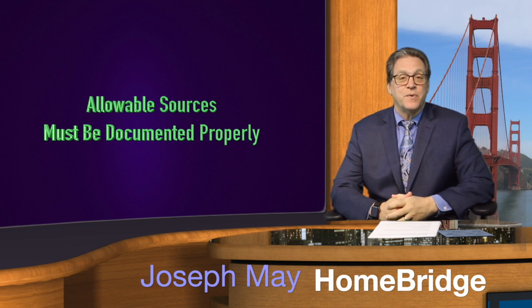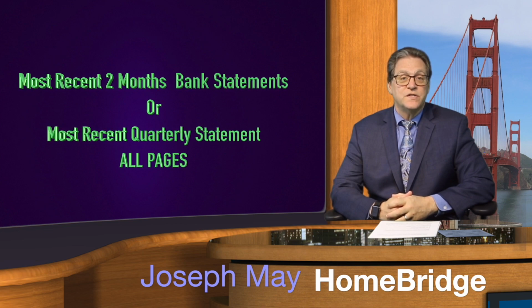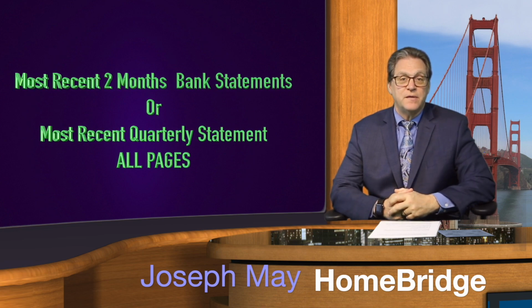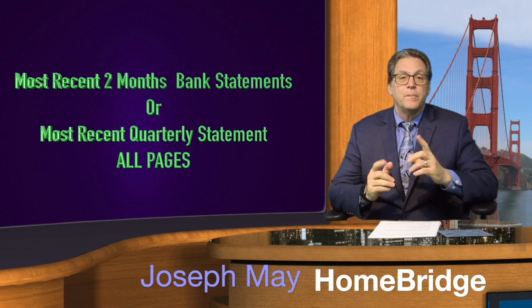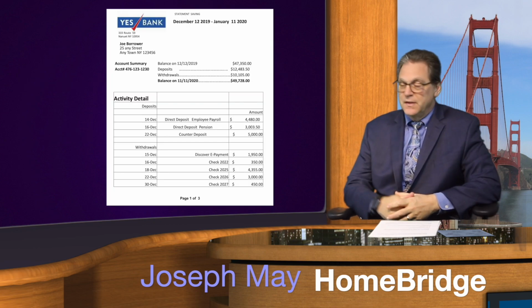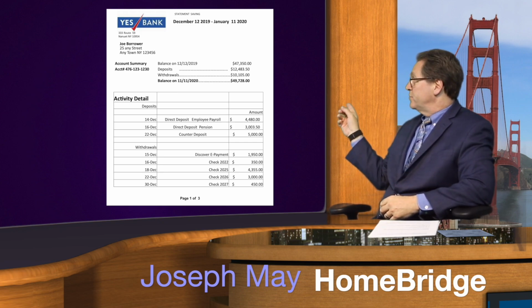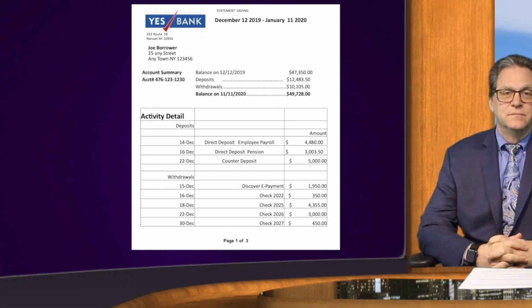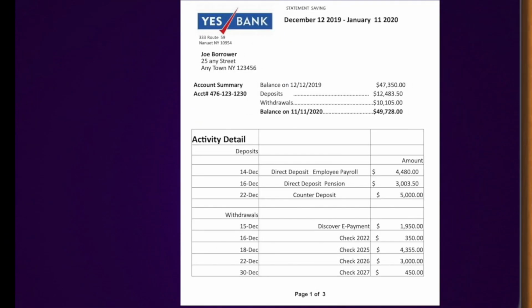At the start of the mortgage process or the start of the pre-approval process, you will need to provide the most recent 2 months official bank statements or the most recent quarterly bank statement, all pages to the accounts. Let's take a look at an example of the official bank statement. An official bank statement should have your name and address on it, the bank account number, the bank logo, the beginning and ending balance, the dates of the monthly or quarterly statement.